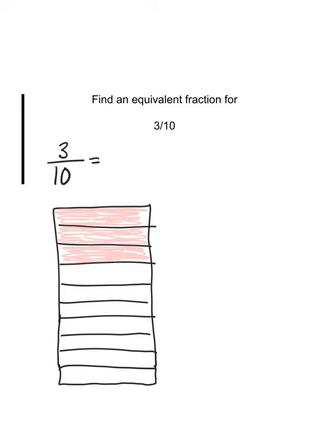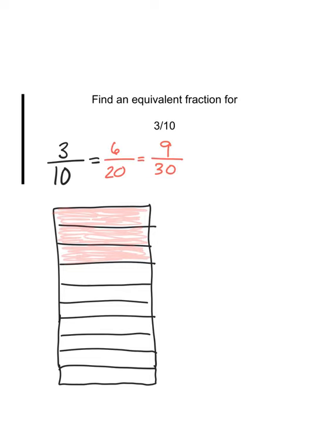Likewise, I could cut my whole into 3 equal pieces, and now I have 30 pieces all together, and 9 of them are shaded. So for each group of 10, 3 are still shaded. Here's one group of 10 here, 3 of them are shaded. Here's another group of 10 here, 3 of them are shaded. Here's another group of 10, 3 of them are shaded.